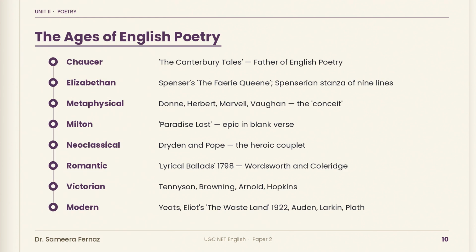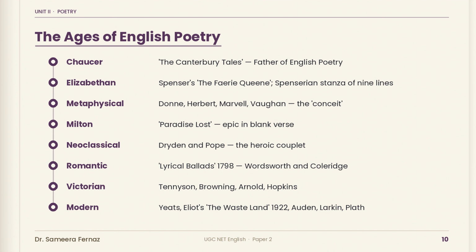The Ages of English Poetry. Chaucer, the father of English poetry, wrote the Canterbury Tales. In the Elizabethan age, Spenser wrote the Faerie Queene and invented the Spenserian stanza of 9 lines. The metaphysical poets Donne, Herbert, Marvell and Vaughan are known for the conceit. Milton wrote Paradise Lost, an epic in blank verse. The neoclassical age belonged to Dryden and Pope and the heroic couplet.